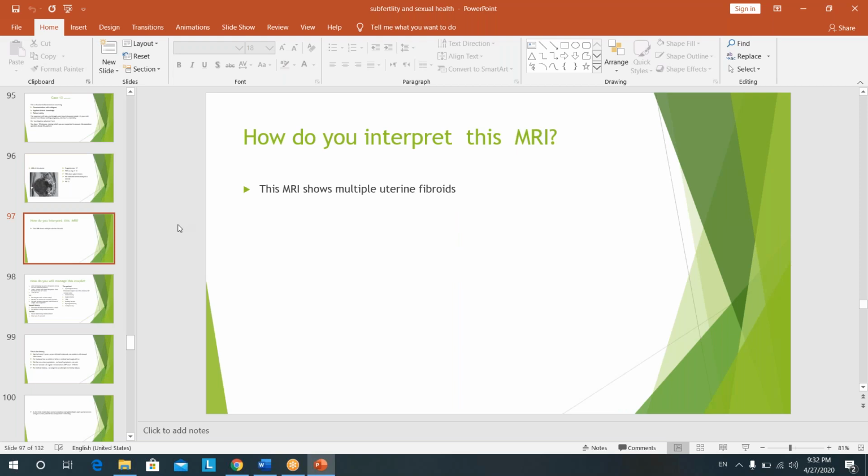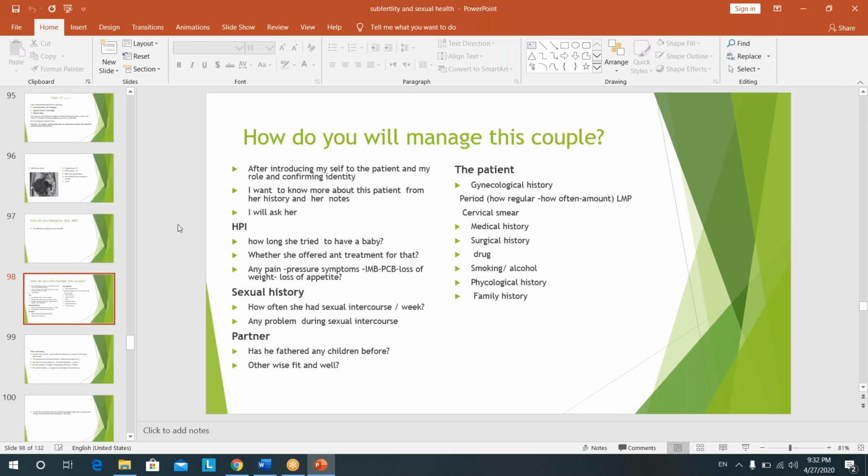Okay, so how do you interpret this MRI? This is a fibroid uterus. Okay, how will you manage this couple? This was the second question of the exam. How will you manage this couple?